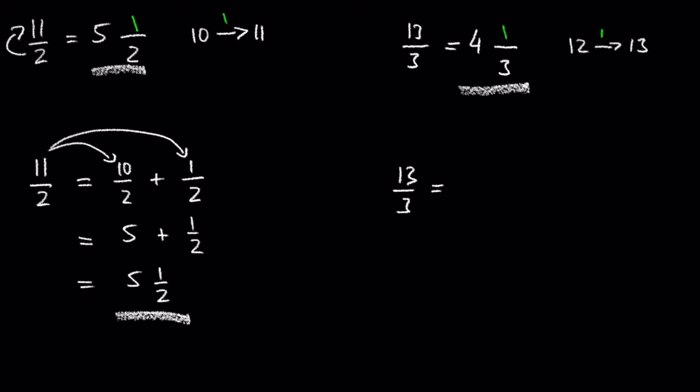Let's break up the 13 into two numbers. The biggest number in which the 3 goes here is 12. So let's break up the 13 in 12 and 1. 12 divided by 3 is 4. And 4 plus 1/3 is 4 and 1/3.